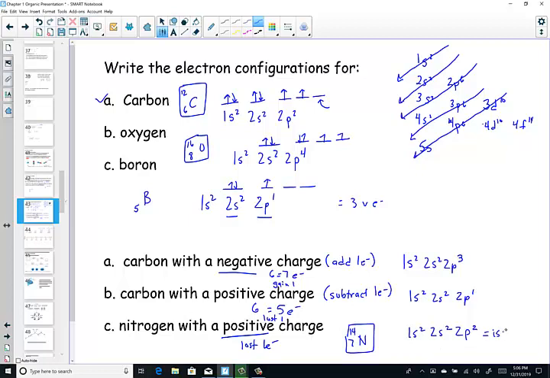By the way, that vocabulary word is called isoelectronic with carbon. In other words, a carbon atom and a nitrogen positive both have the same number of electrons, and that would be 6 electrons.